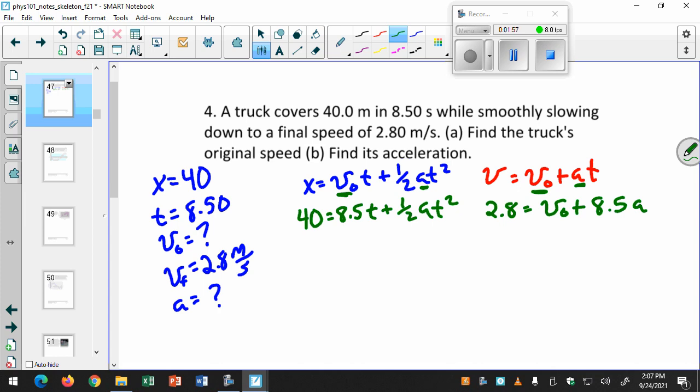Oh, I did this wrong over here, didn't I? Sorry about that. So this should be 8.5 v naught. You'll see what I did there. I switched the order of them because we usually have the coefficient in front of the variable. I think that's all right. Does that all look okay to you?